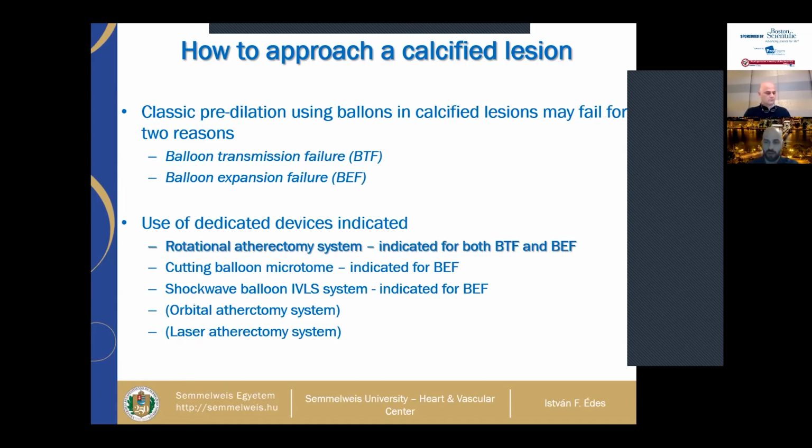Of course, you have to adjust the burr size for each individual problem that you see, but you are able to fix a multitude of scenarios using only the rotational atherectomy. The cutting balloon microtome and the shockwave intravascular lithotripsy system is indicated for balloon expansion failure when you are able to advance your balloon, but have the hourglass phenomenon.